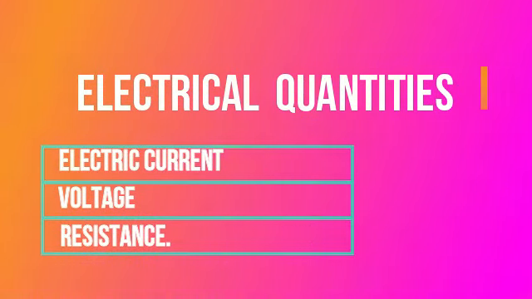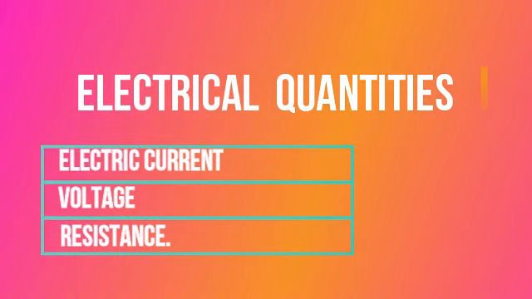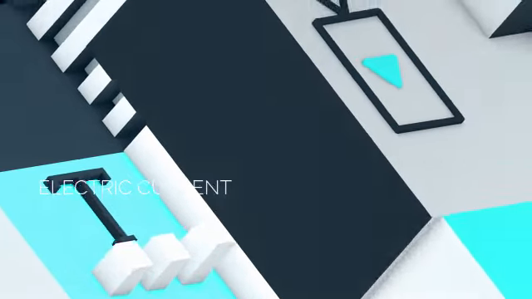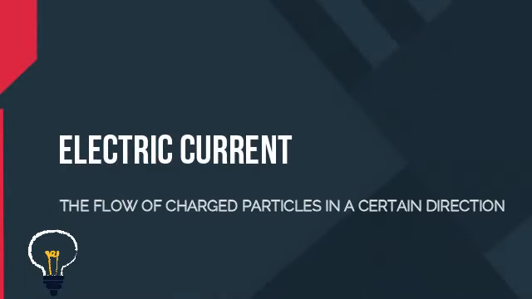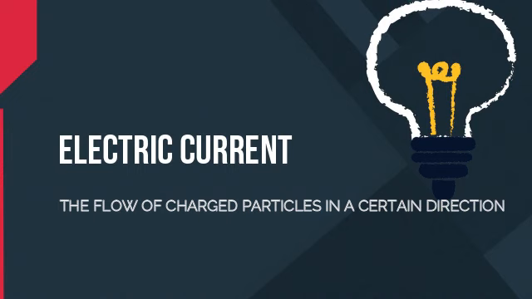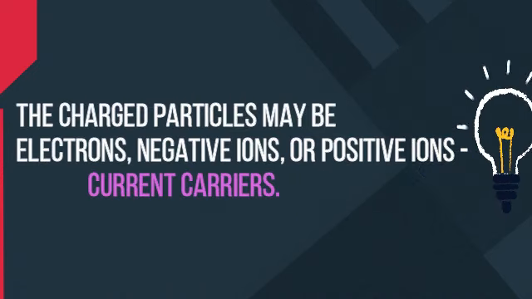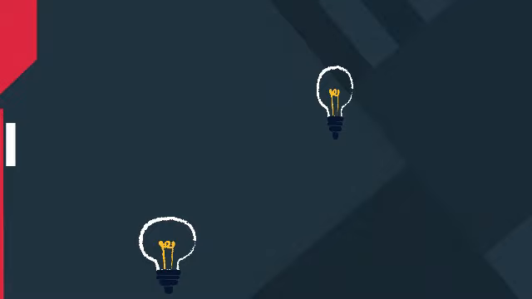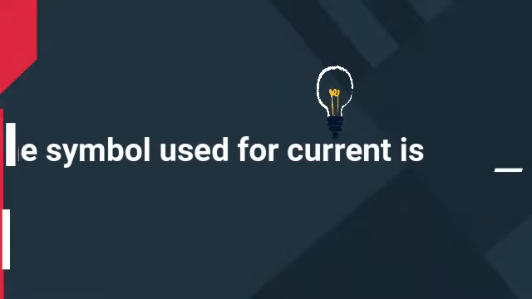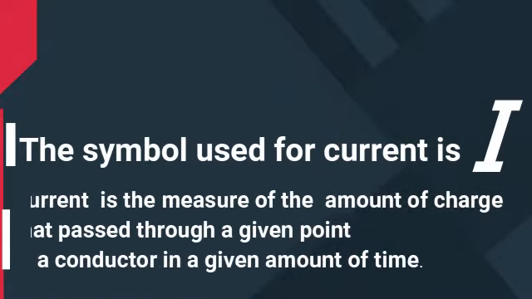Today, we're going to discuss electrical quantities, and one of these is the electrical current. Electrical current is the flow of charged particles in a certain direction. The charged particles may be electrons, negative ions, or positive ions. They are called current carriers. The symbol used for current is I.